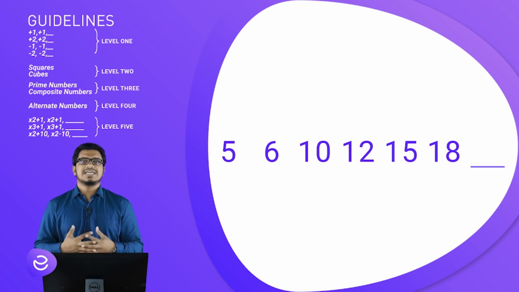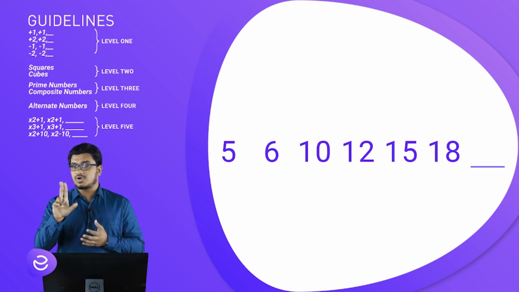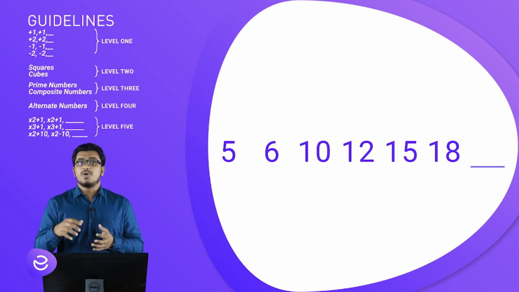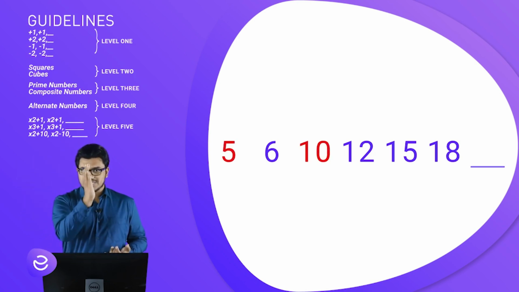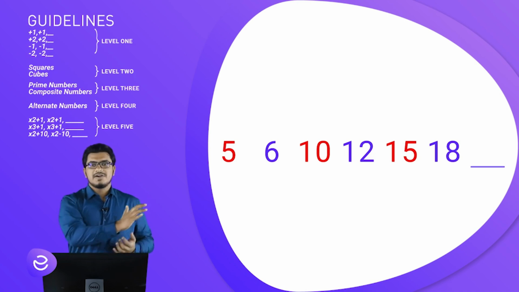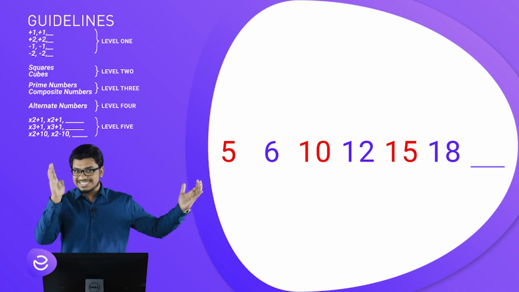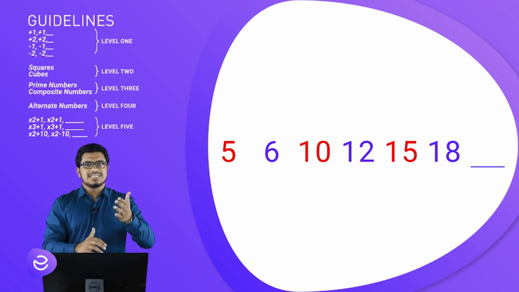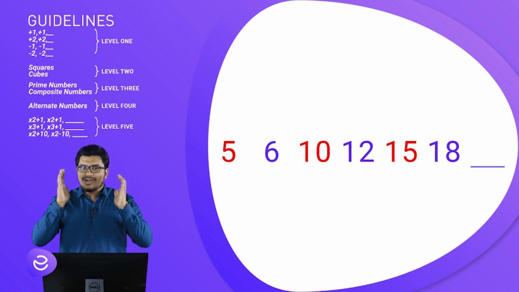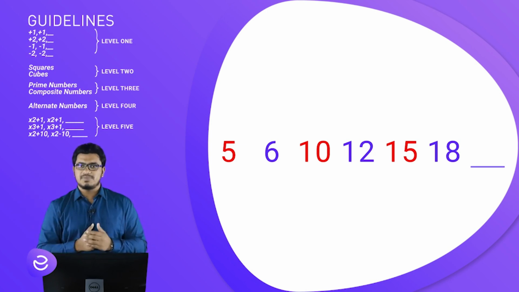The next thing you check is the relationship between alternate numbers. In this case, we do not find the relationship between the first two numbers. We find the relationship between the first number and the third number, and the fifth number and the seventh number. Similarly, we find the difference between the second number and the fourth number, and the sixth number and the eighth number. So we find the relationship between the alternate numbers. We skip a number in between.